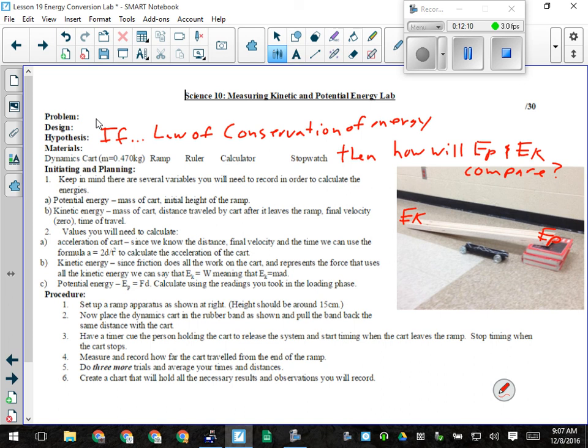MGH, yeah, it's going to be really easy. Okay, we're going to measure the height of the ramp, take the mass of the cart, multiply by 9.81 times the height of the ramp, and we've got the initial potential energy of the cart. Good.